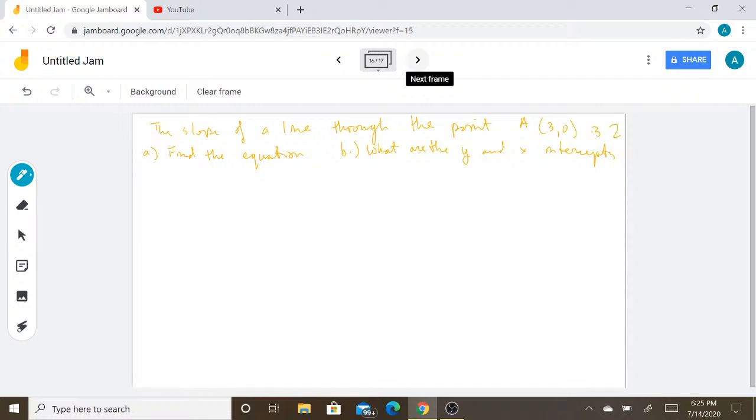This is going to be the last problem for today, and it asks us to find the equation and the y and x-intercepts, given that the slope of a line through the point A is 2. So they give us the coordinates of the point A, and we can plot that right now. They say that A is 3, 0, which is right over here. A is 3, 0. And the slope, so m, equals 2, which is given.